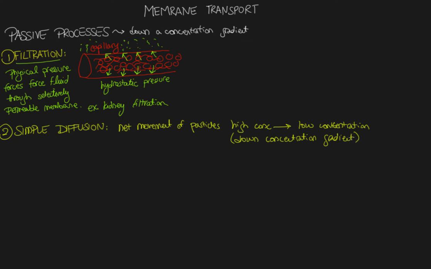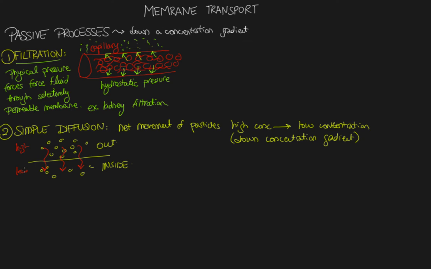And so, for example, let's say we have this particle highly concentrated, let's say on the outside of the membrane, and then lesser concentration on the inside of the membrane. What you're going to expect due to simple diffusion is movement of that particle from an area of high concentration to the area of low concentration, and this is an example of simple diffusion.